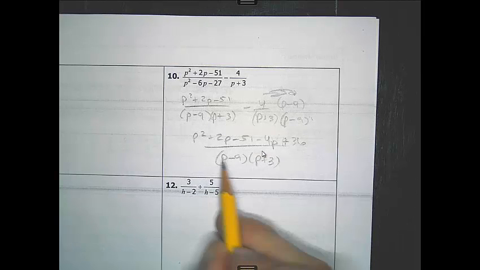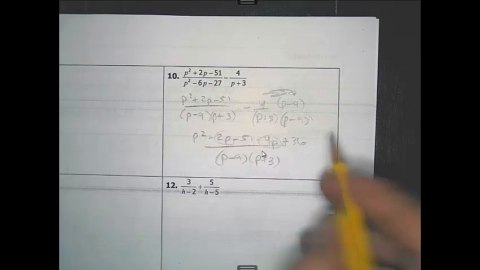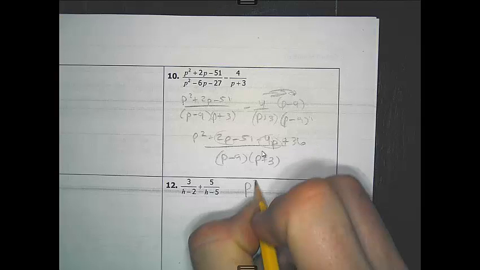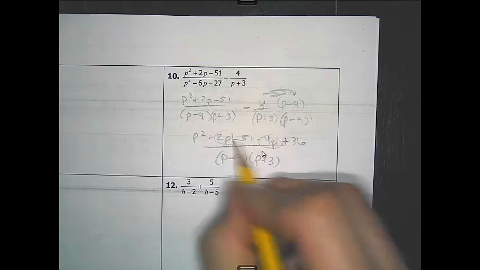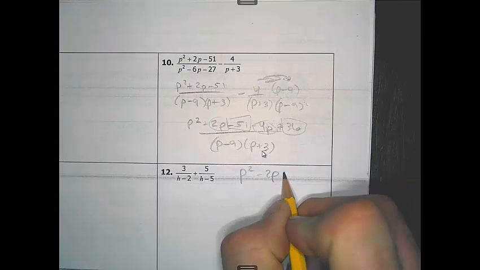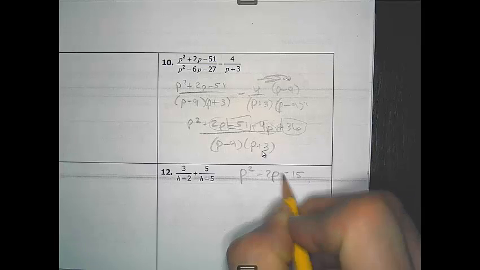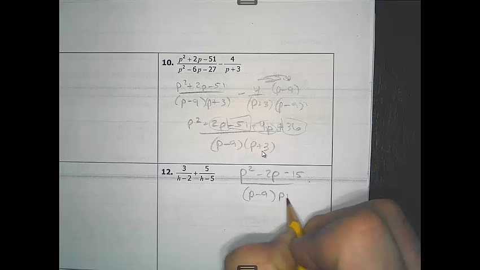Okay, now let's simplify by adding like terms. So I've got a 2p and a negative 4p, that makes negative 2p. So p squared minus 2p, and then I have this negative 51 and this 36, negative 15, and then all over our p minus 9 times p plus 3.